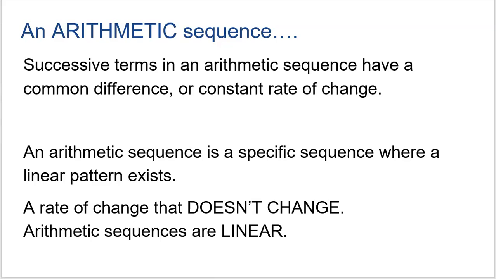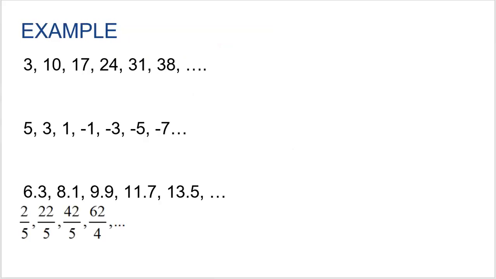A rate of change that doesn't change, right? That's what makes a function linear. Its rate of change stays the same. So to keep it really simple for you, arithmetic sequences are linear functions. Let's look at some examples.